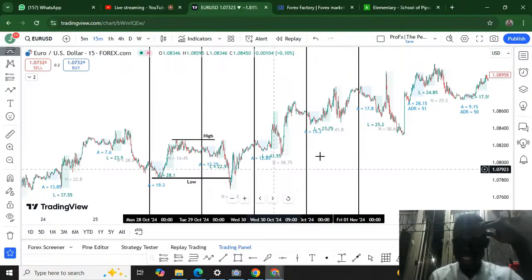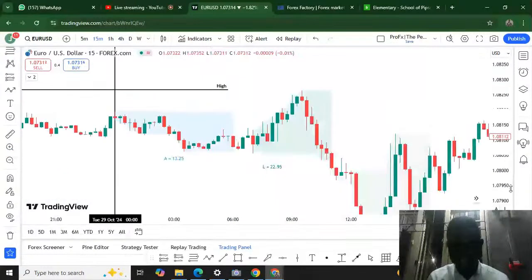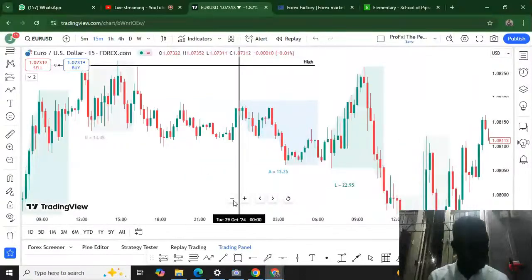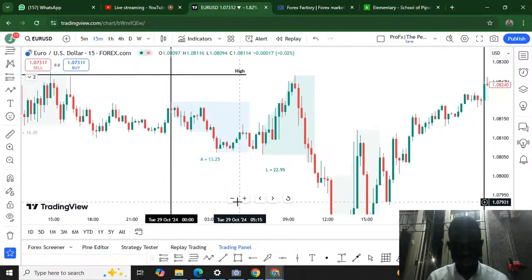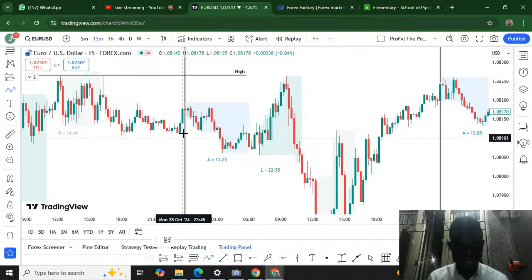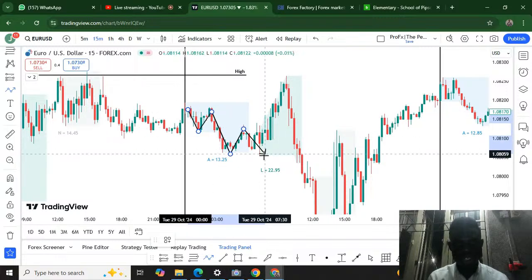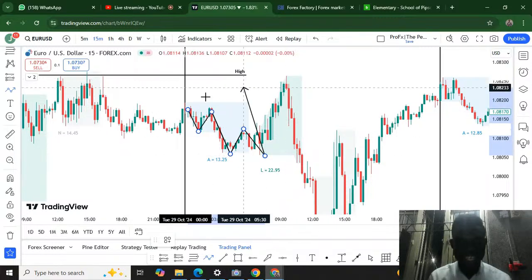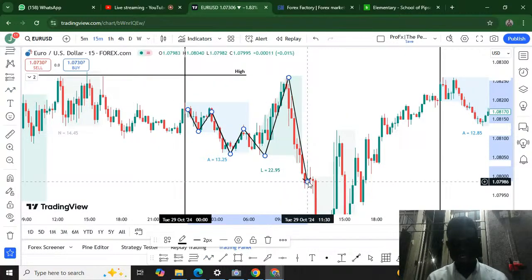So let's use, for example, this Tuesday now. Let's look at Tuesday's example. This is a perfect example of accumulation, manipulation, and distribution. So the Asian session did this thing. Look at London, as if it had taken out a break of structure. But what happened? It was then distributed to the downside.